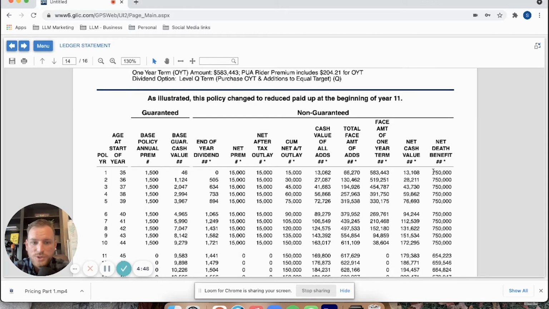Well, that went to the cost of the insurance. Remember, you're buying that death benefit. So in the first few years here, you're going to see a piece of every dollar that you put in going to the expense of buying the death benefit, the expense of the insurance.